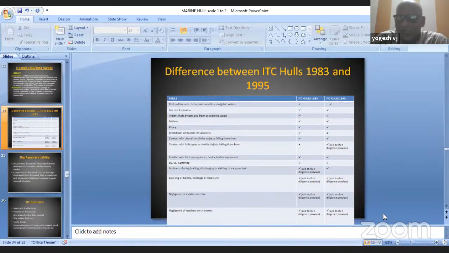1983. Contact with land conveyance, docks, covered. Earthquake, volcanic eruption, lightning, covered. Accidents due to loading, discharging at the port, subject to due diligence. Otherwise, it is covered. Okay. Bursting of boilers, etc. Negligence of masters or crew, negligence of repairers or charterers.